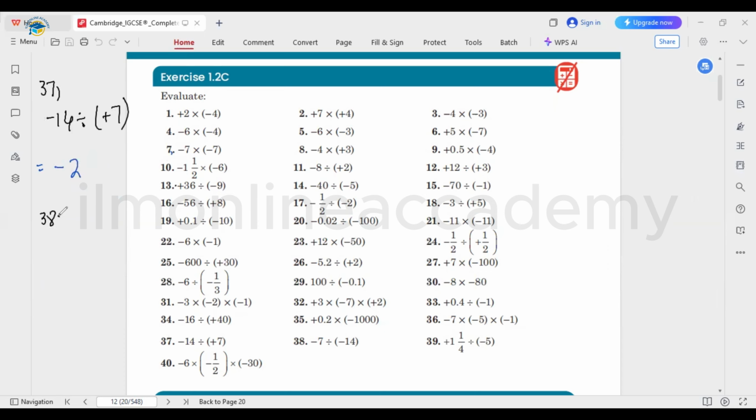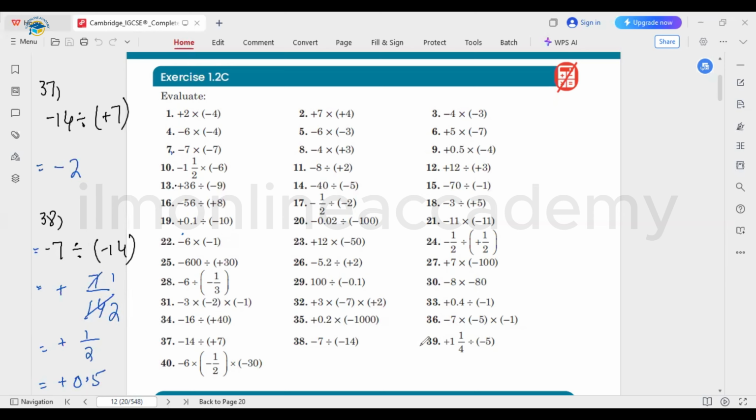Now in 38, they gave an almost similar question, but they gave us negative 7 divided by negative 14 this time. This time they gave us both like signs, negative negative, so the answer is positive. And when we divide 7 by 14, you can make it into a fractional part, positive 1 by 2, or you can write it as a decimal number as well, that will be positive 0.5. So in this way as well, you can do the simplification.